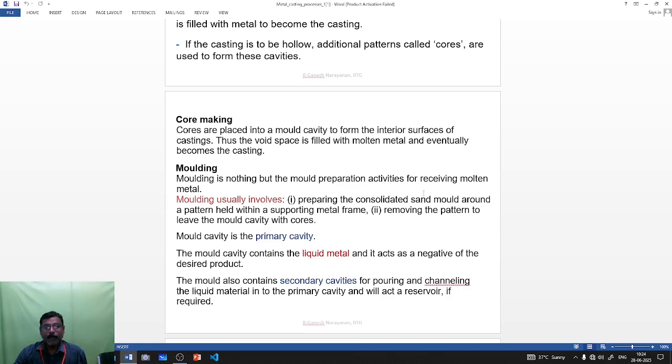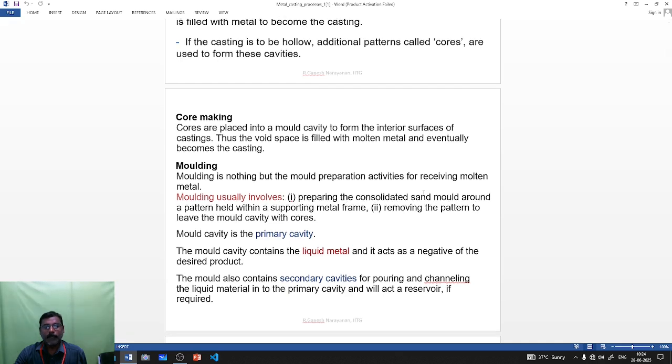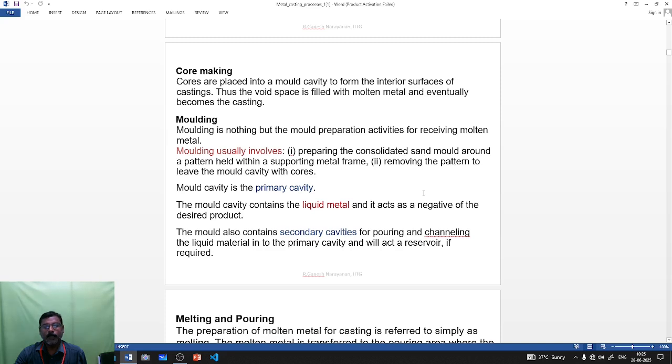Thus the mold space is filled with molten metal and eventually begins the casting. So molding is nothing but the mold preparation activities for receiving molten metal. Molding usually involves, first, preparing the consolidated sand mold around a pattern held within a supporting metal frame.